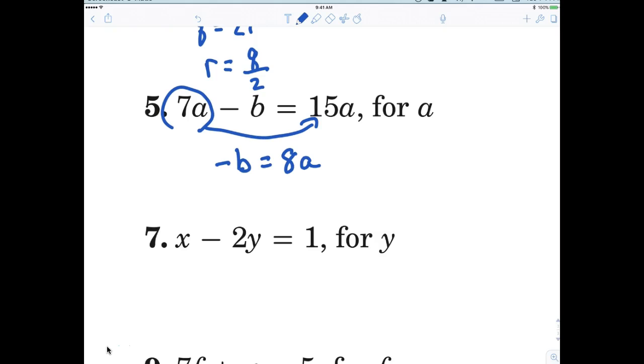And so now A is equal to negative B over 8. Yes, negative B over 8. It took a few minutes starting. Yep. All right, let's take a look at 6.